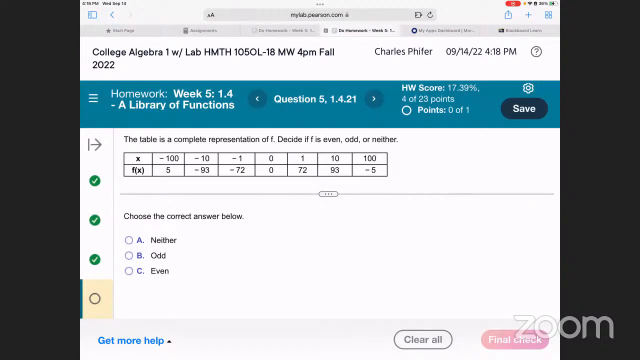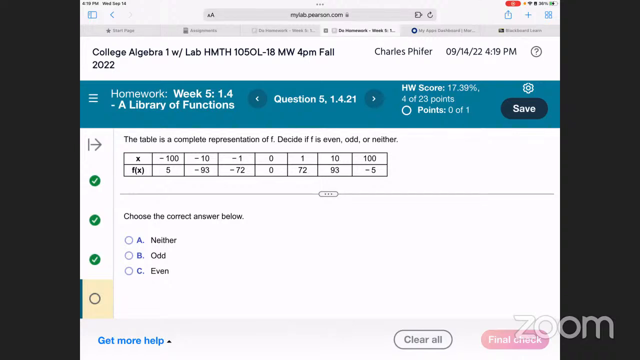So this question is exploring even, odd, or neither. So we have three different ways of discussing even, odd, or neither. The simplest way is, if you're looking at the graph, an even function is going to have y-axis symmetry, and an odd function is going to have origin symmetry.